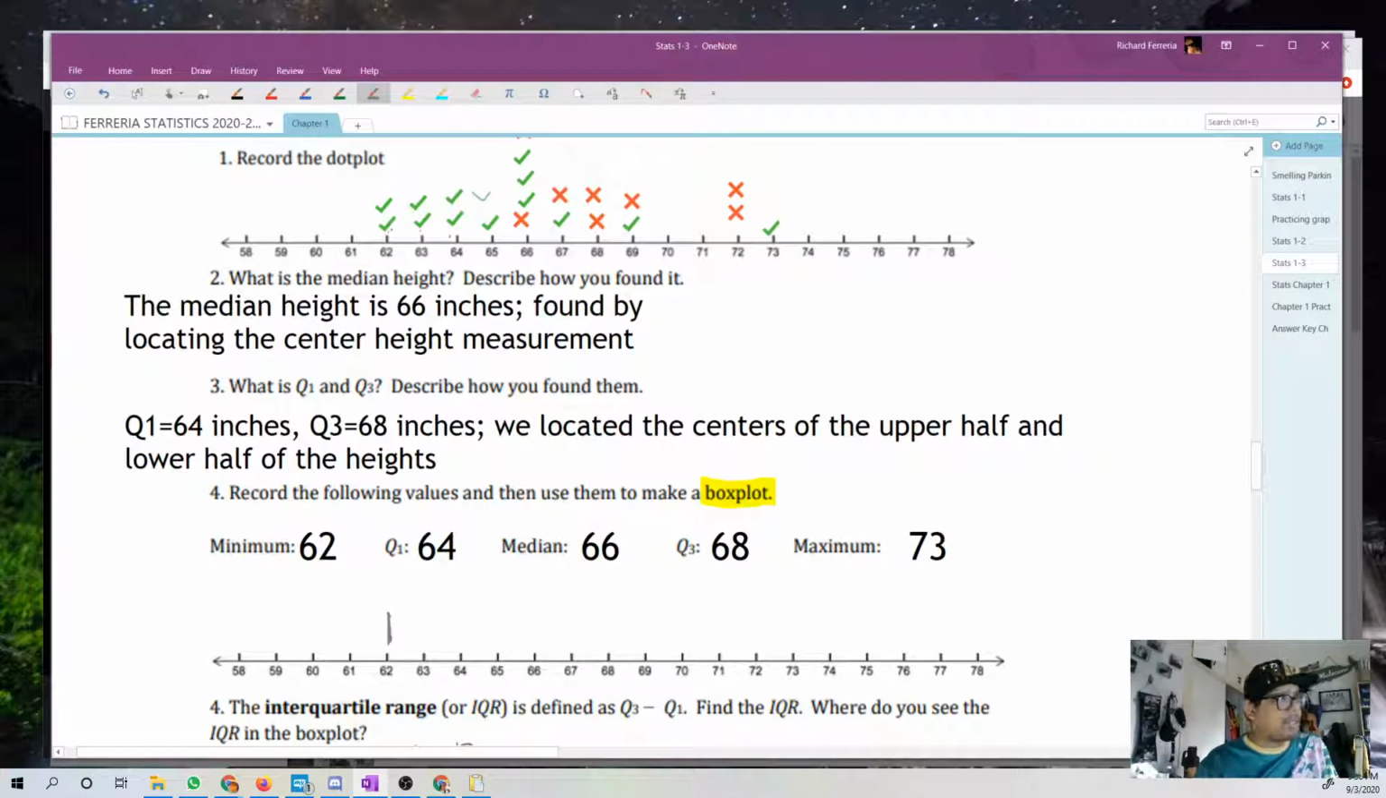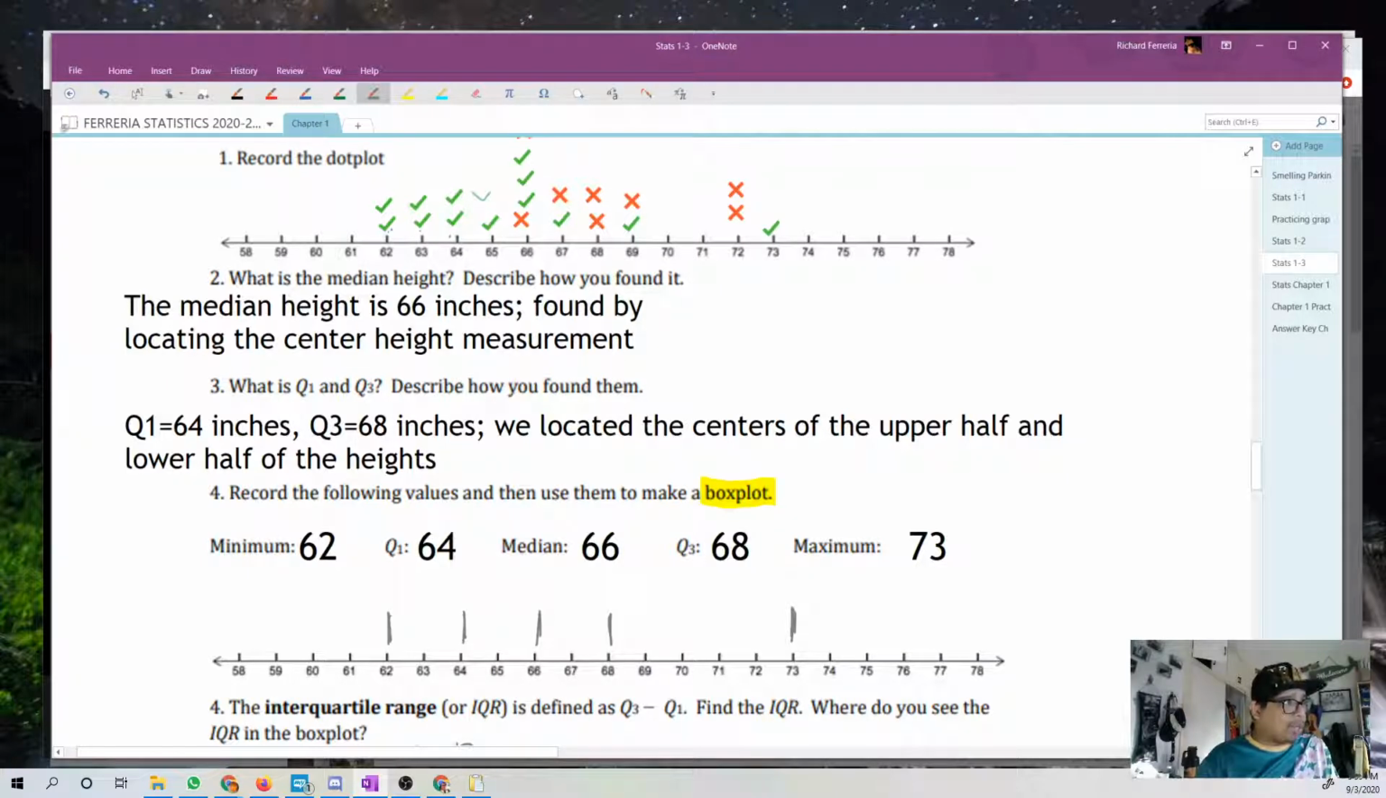So there's 62. Here's 64, vertical line. 66, put a vertical line over 66. 68 over here, another vertical line. And 73, we put a vertical line there. Okay. So you're just graphing that 5-number summary.